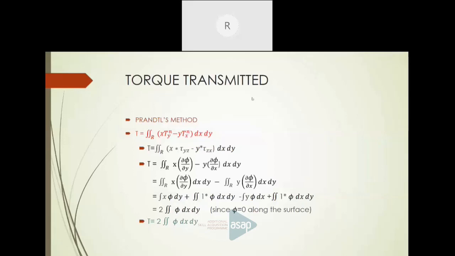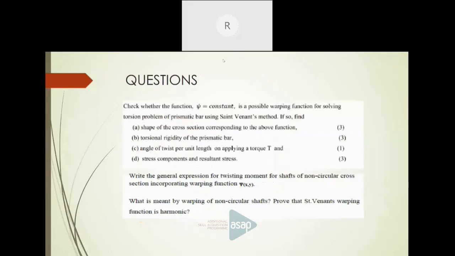Now the other method: Prandtl followed St-Venant's approach only, but he made some changes. The main change is that instead of using the warping function psi, he used the already existing stress function. We know what a stress function is, right? In our third module we used the stress function phi. The stress function phi connects all the stresses, which is why it is known as a stress function. So that is Prandtl's method. Prandtl introduced the stress function, and St-Venant introduced the warping function.